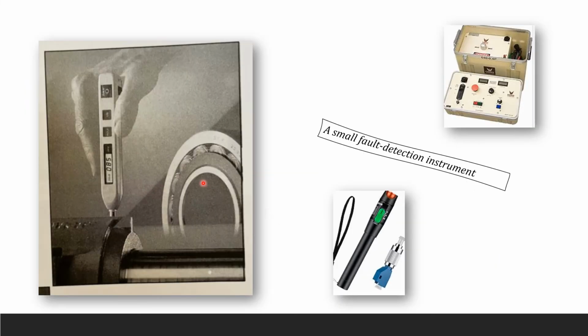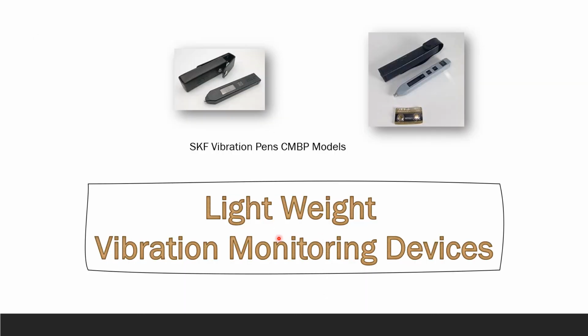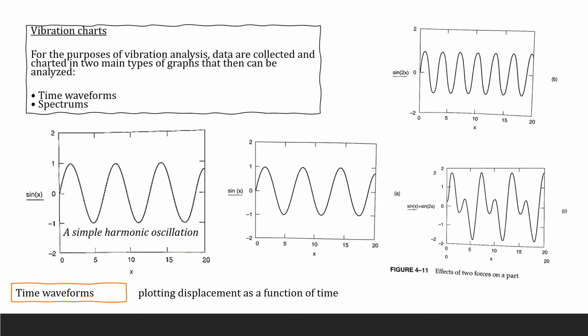Here is a handheld, very small fault detection instrument. This one is your lightweight vibration monitoring device. We call them SKF vibration pens. These are the CMBP models. Many companies like to use them because they're really easy to use and also portable.